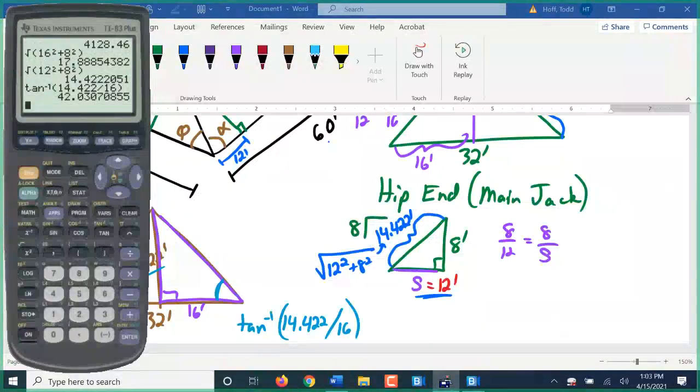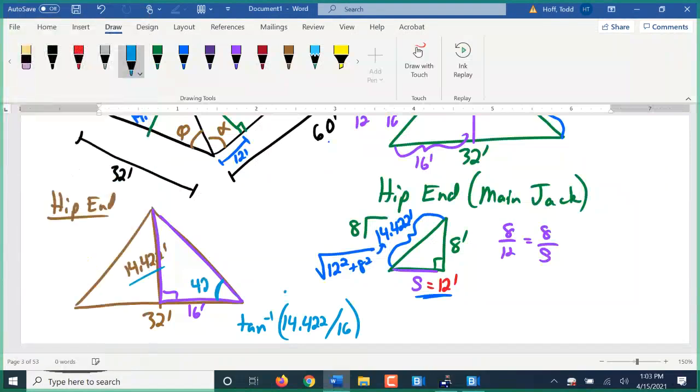Giving us 42.03 degrees. Now there's two different ways we could go about finding this angle up here. We could find this one as the complement of the 42.03 and then double it. Or we could go back to the whole bigger triangle again and say, hey, we've got 42.03, 42.03. We subtract both of those from 180. And we'll get this angle up here is 95.94 degrees. So there's two of our angles that we're looking for.